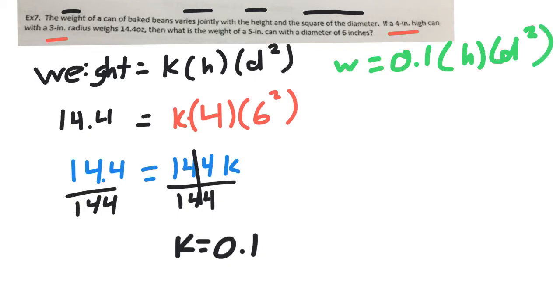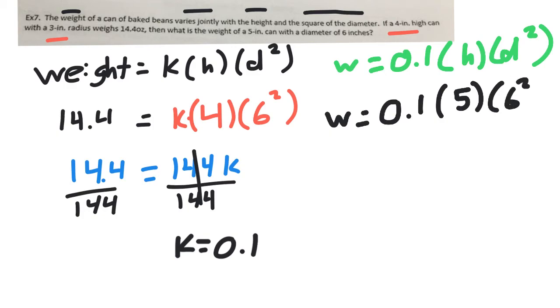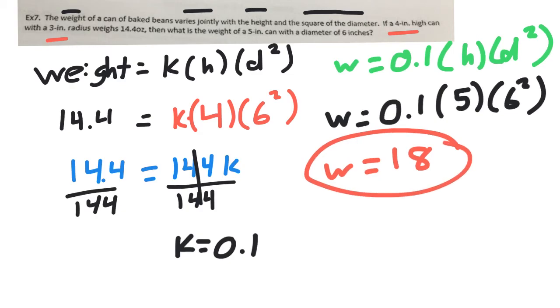So in the new situation, I know that the weight is... Nope, I do not. What is the weight? So I'm looking for the weight. How can a weight be 5 inches? 0.1 times the height. The height is 5 inches times the diameter, which is 6 inches squared. So 36 times 5 is 180. 180 times 0.1 is 18. So the weight would be 18 ounces.